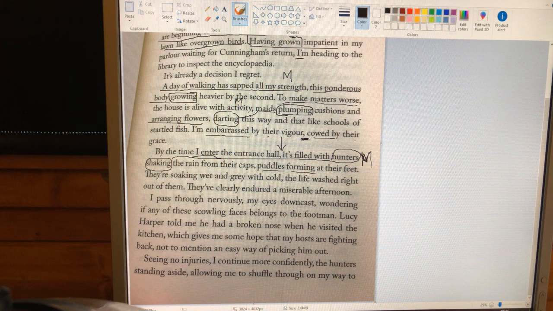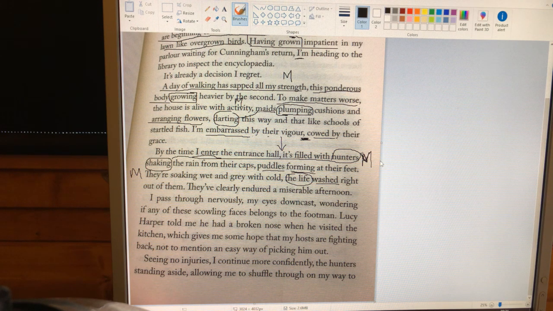Okay, let's go on to the next one. They are soaking wet and grey with cold, comma. Now notice that that's a main clause. They are soaking wet and grey with cold, comma. The life washed right out of them. So again we have noun, the life, and then we have participle, washed. I know this one doesn't end in ing. This is not a present participle, it's a past participle.